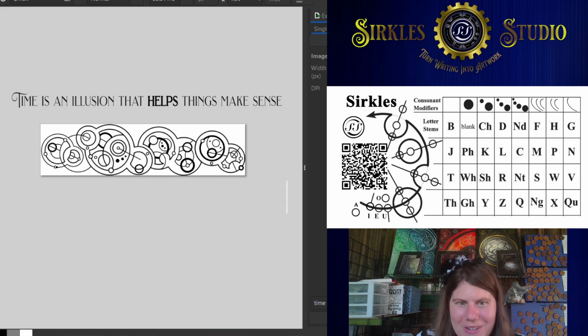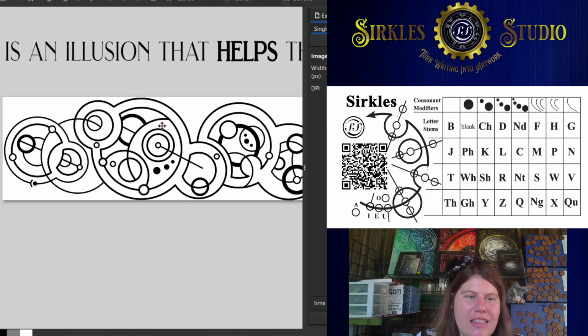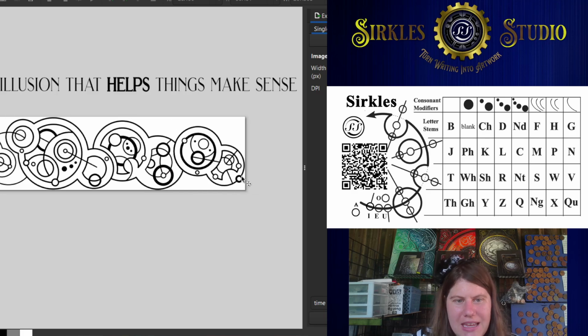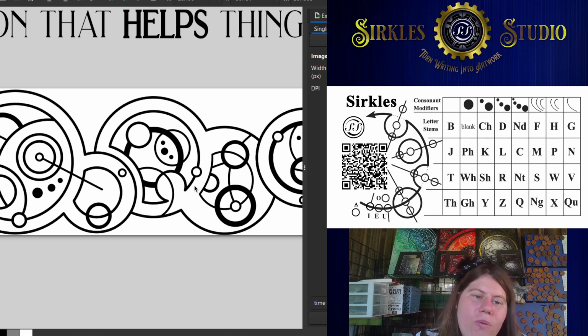Well, really just one word change in it. So I changed the word "makes" into the word "helps" here, and this whole design says "time is an illusion that helps things make sense." And let's go ahead and talk mostly about this word here. We have a horseshoe shape with two lines sticking from it, so that makes it an H.